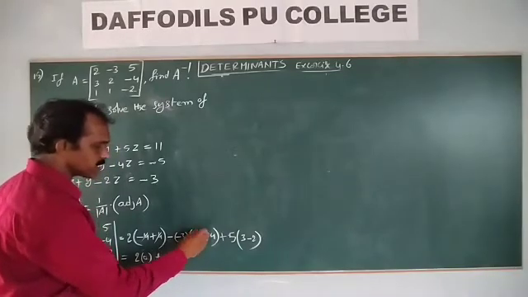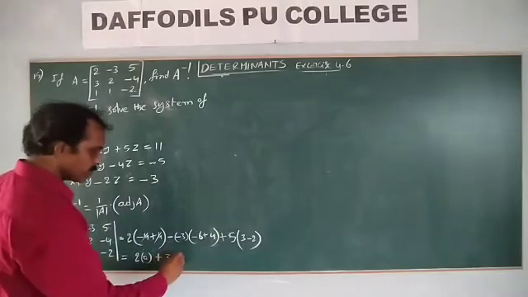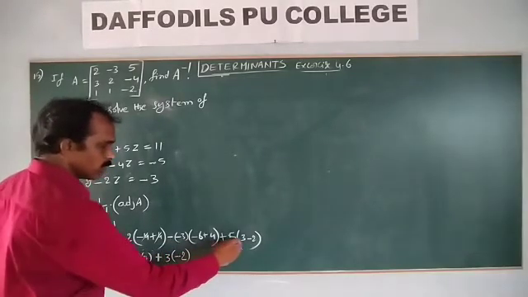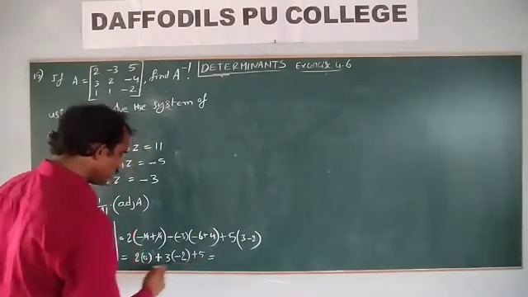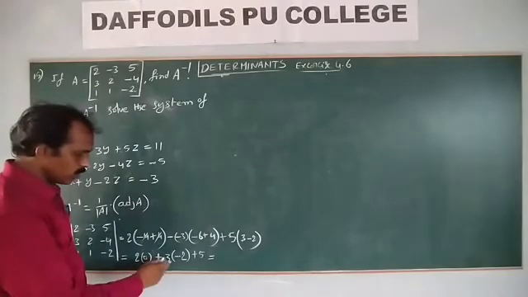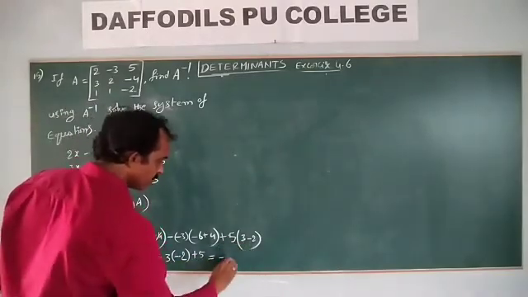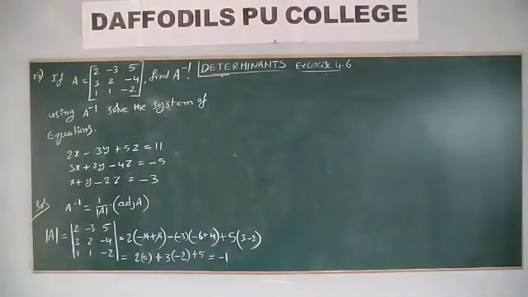Minus 6 plus 4 is minus 2. 3 minus 2 is 1, 1 into 5 is 5. This is equal to 2 into 0, which is 0, minus 6 plus 5, which is minus 1. So this is the determinant of A.